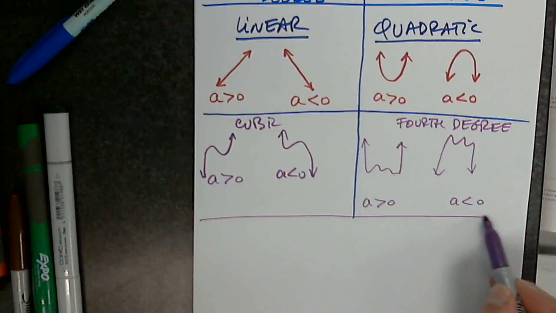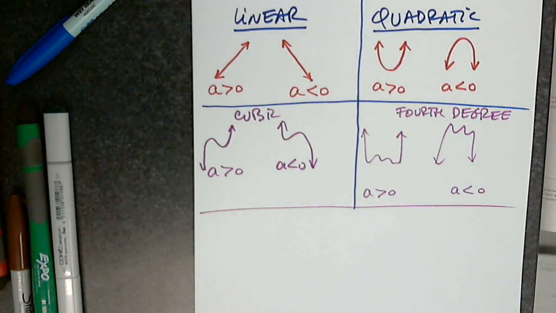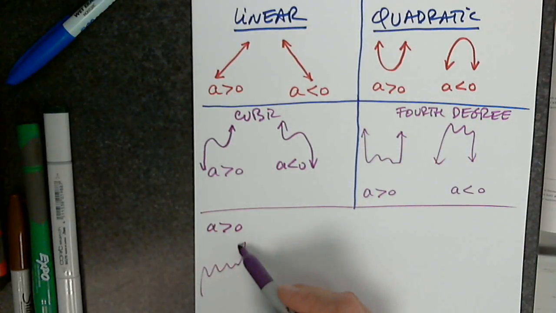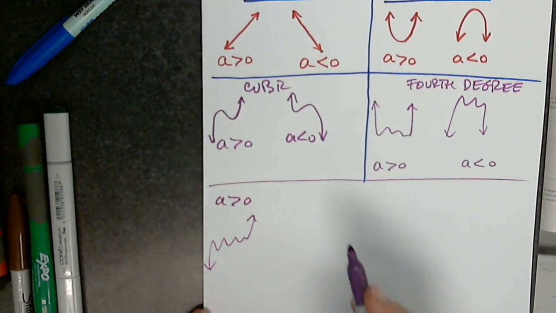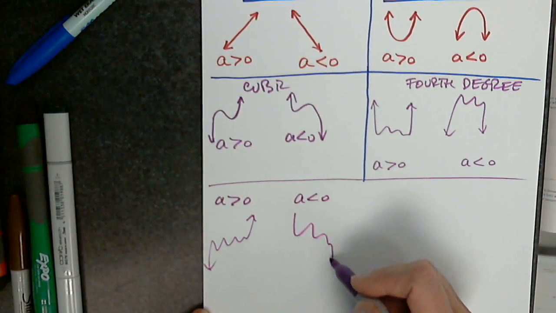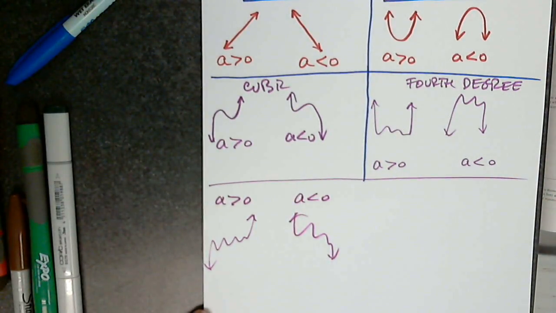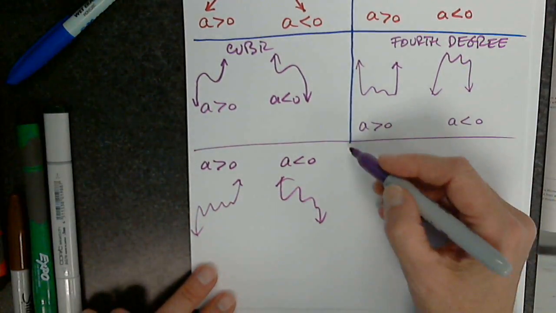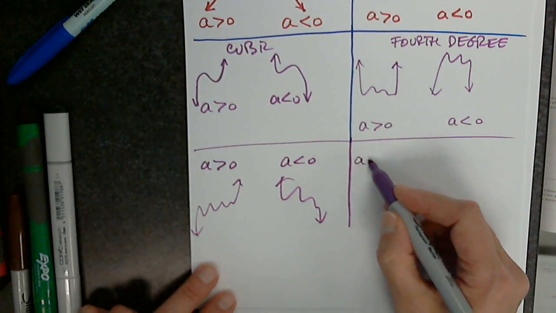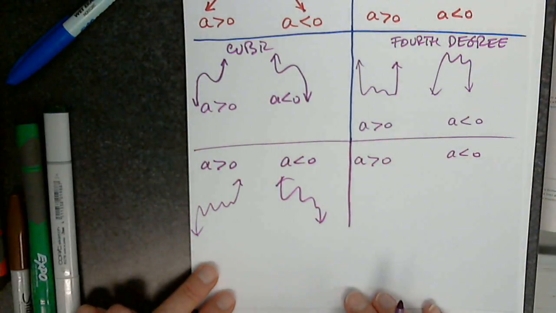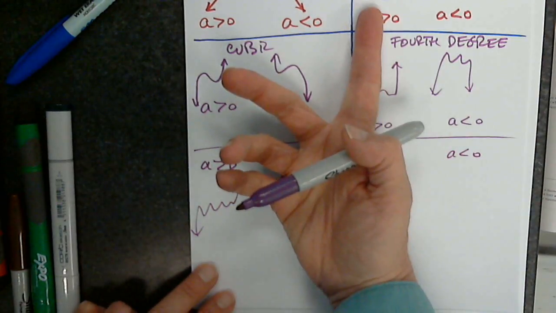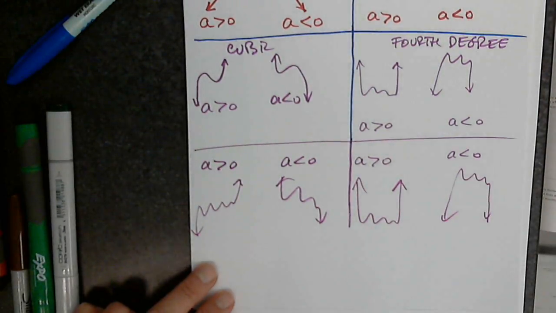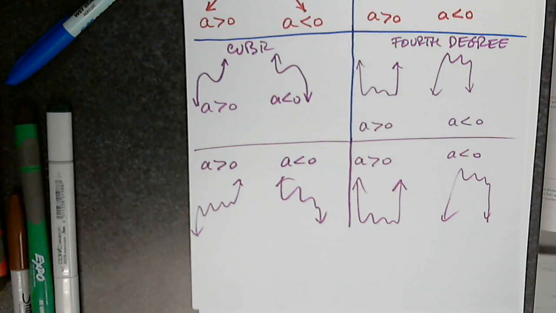Now, the next one. For any odd degree that you can think of, if the leading coefficient is positive, this will be the case. If the leading coefficient is negative, this will be the case for any degree you want. Now, what if the degree is even? At any even degree, with a positive or a negative leading coefficient, it will always follow the same pattern as x squared, something like this or something like this.